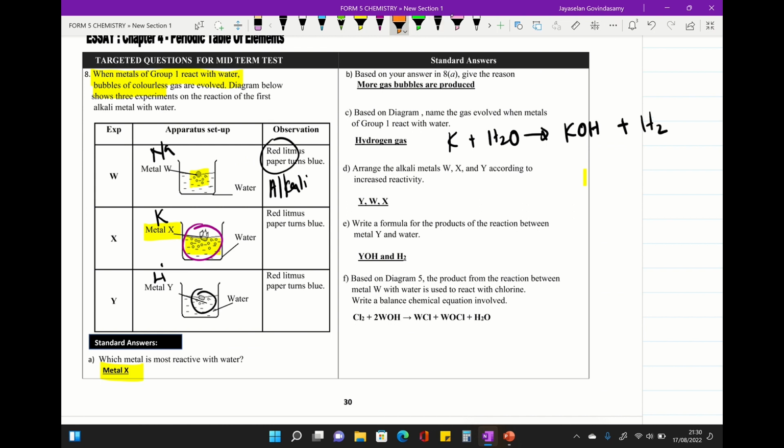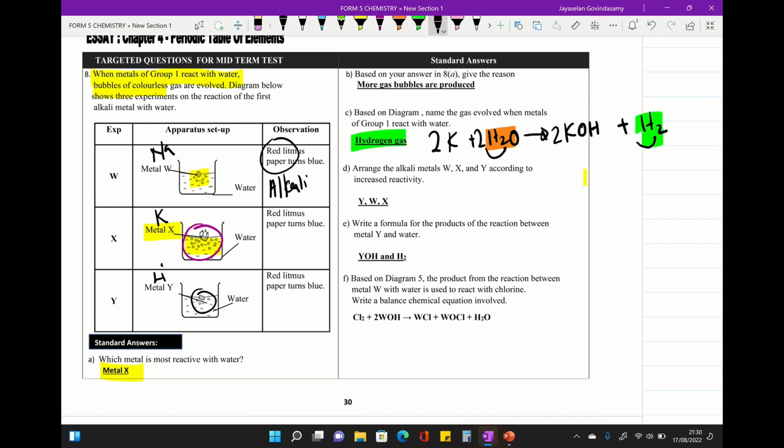How to balance the equation? We put 2 here, potassium 2, potassium 2. Next we balance the oxygen 2, so we put 2, oxygen 2, hydrogen 4, hydrogen 2 plus 2 is 4. So the name of the gas released is hydrogen gas.